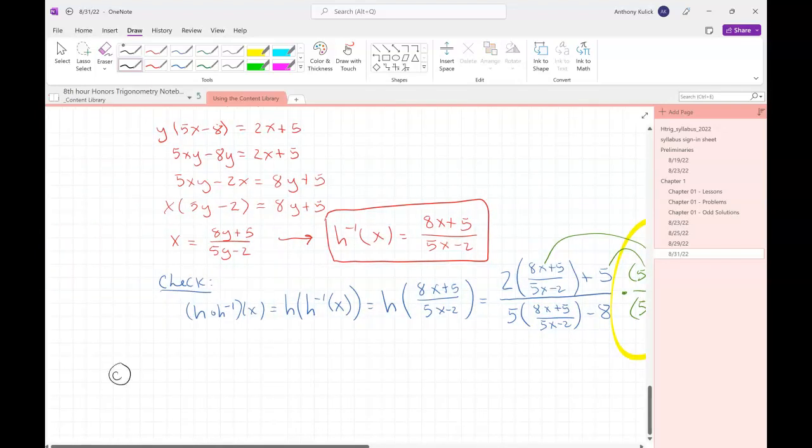I guess I'm calling this one P of x. I don't know what I was doing when I was writing these notes.